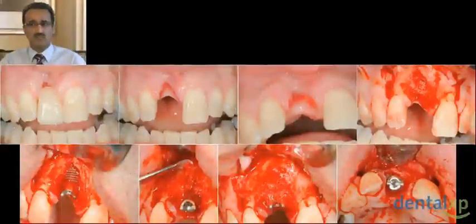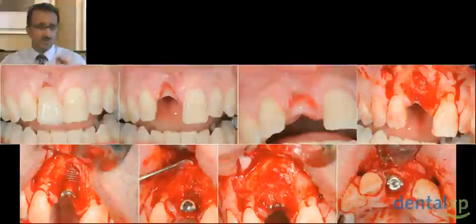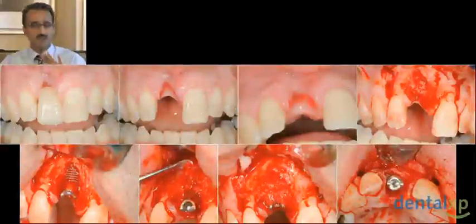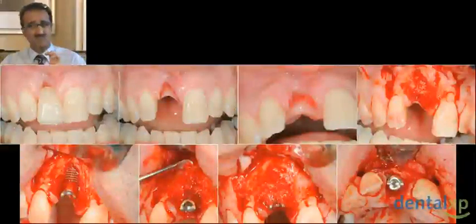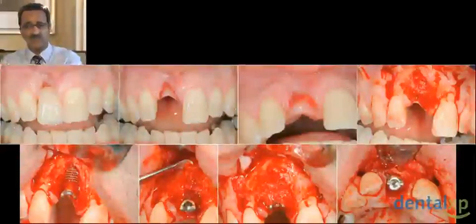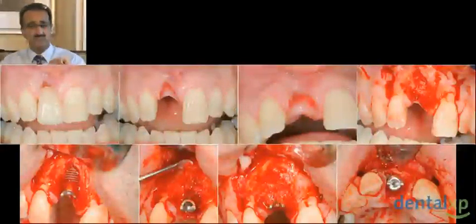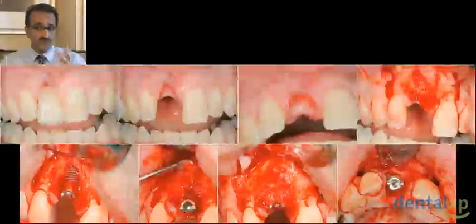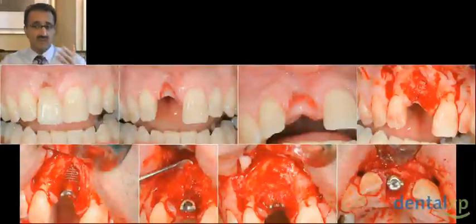As you can see, we preserve the papilla. In this case, normally we'd do a crestal incision, but because we're going to try and preserve as much tissue as we can because of the bone loss, and if you look on the mesial aspect of the lateral incisor, you can see the bone is missing. We've got facial bone loss, distal bone loss, and palatal bone loss.